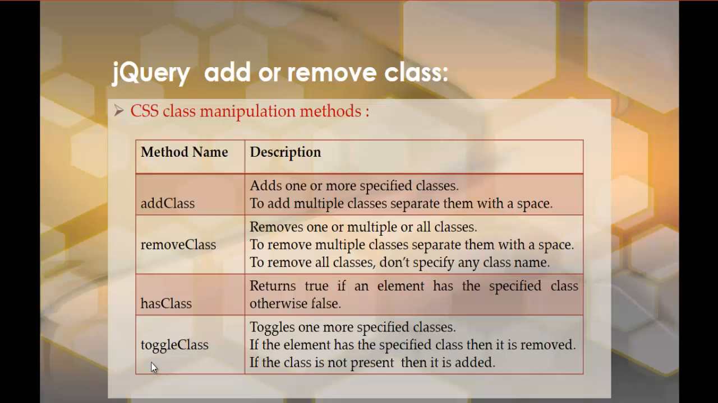And this is toggleClass. Okay, it toggles one or more specified classes. If the element has a specified class, then it is removed. If the class is not present, then it is added.